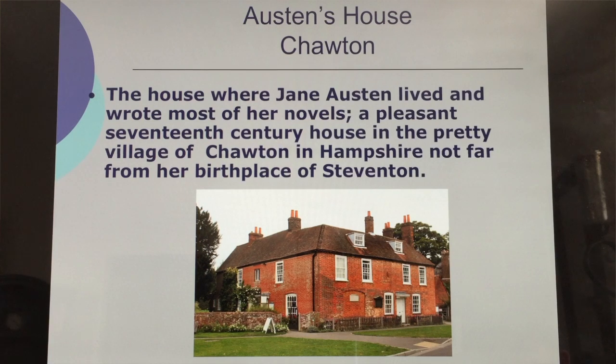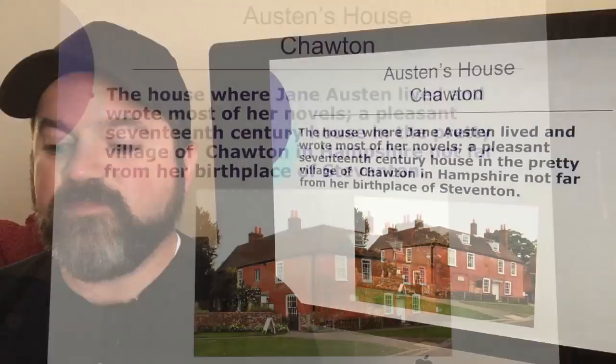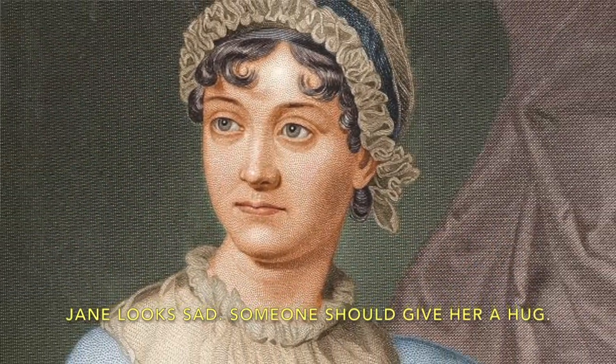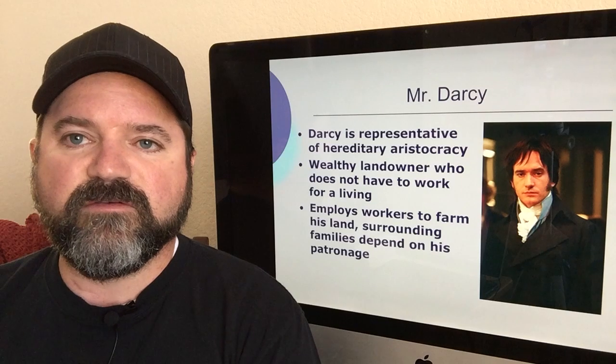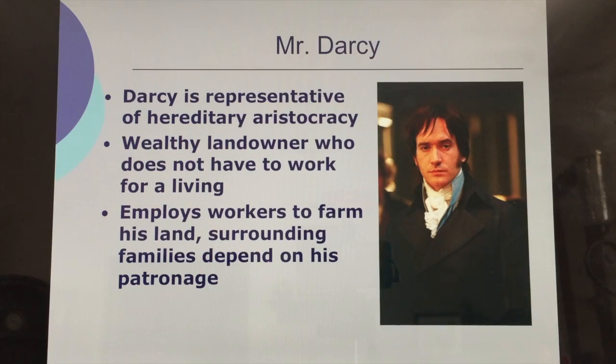This is a picture of Jane Austen's house. She lived here and wrote most of her novels here, and it's a big house, and her family were probably the landed gentry also.